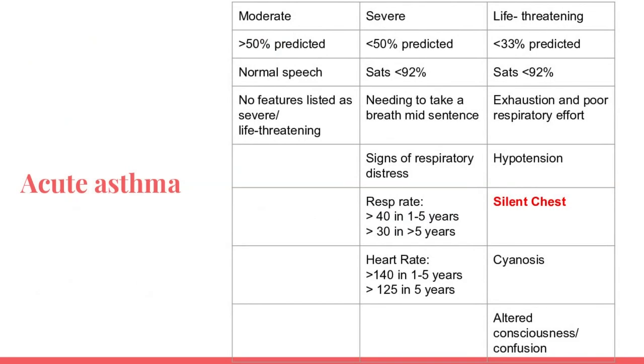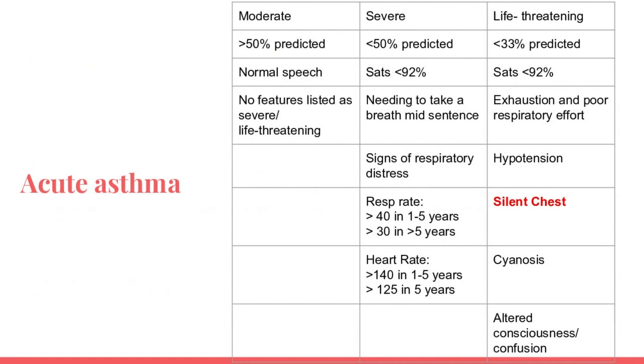Again, different trusts, different places, different textbooks may have a mild, they may have moderate, they may have severe. Most now will use moderate, severe, and life-threatening. You again have all these numbers that you could memorize if you want to, but as long as you can roughly know where something fits in. So the crude test and the easiest way is if you're talking to a child and they're able to speak back to you, they've got normal speech, you'd probably say they've got moderate asthma. They're able to complete the sentence and they're okay.